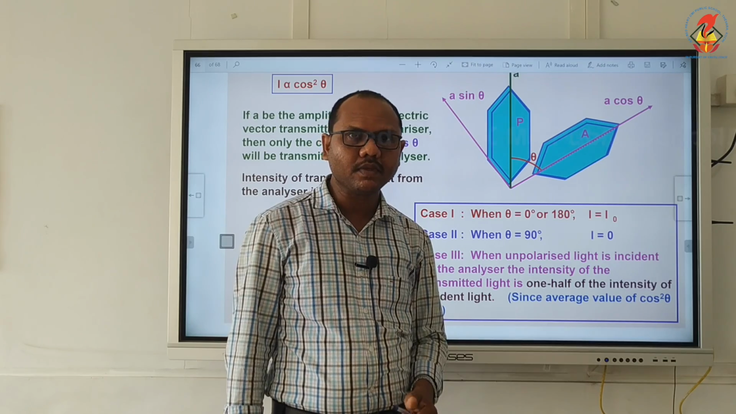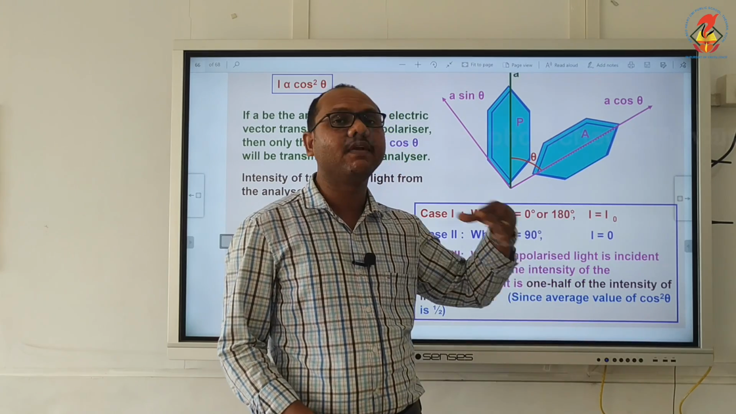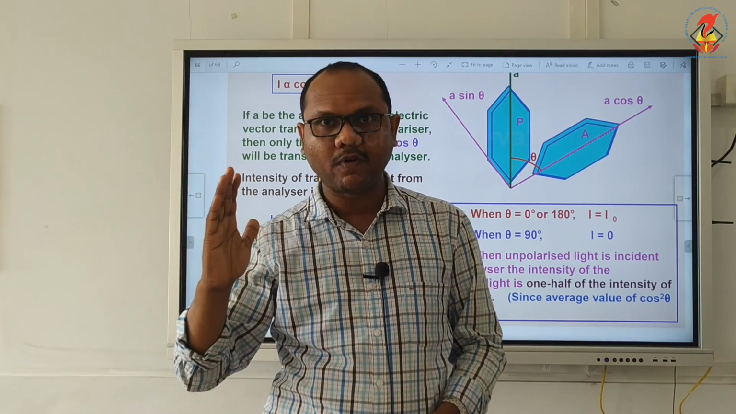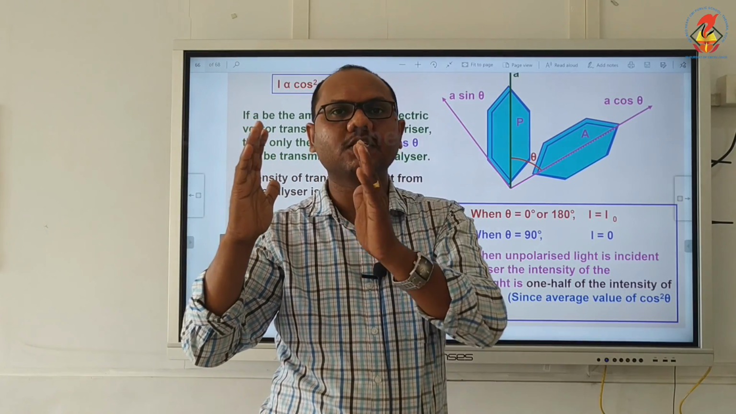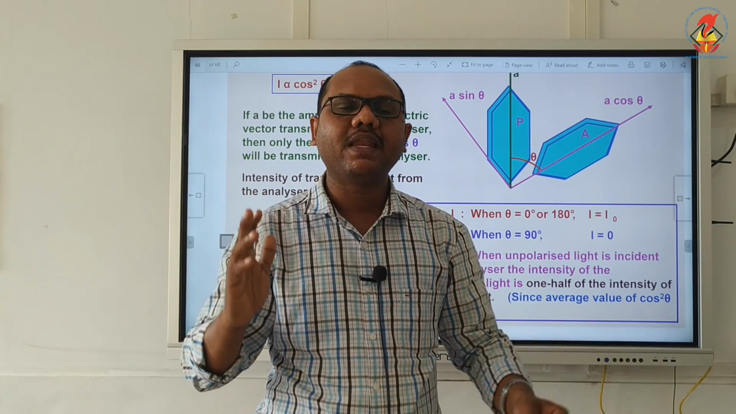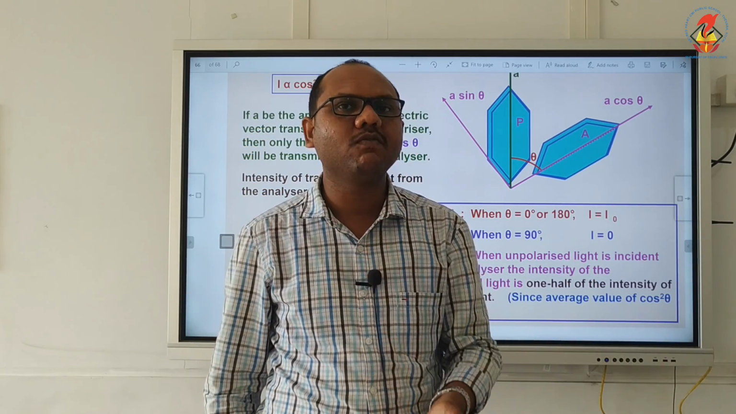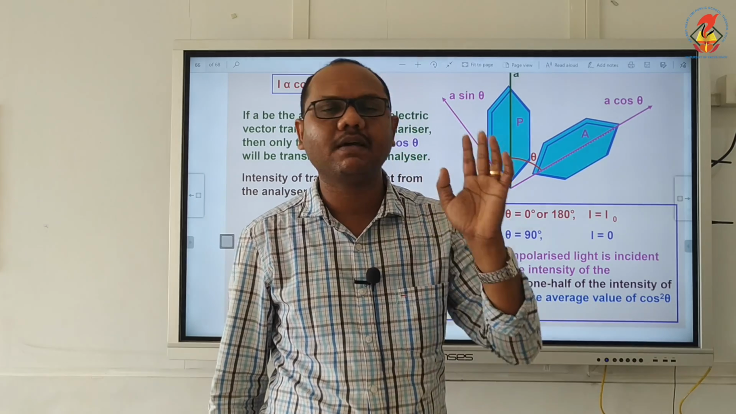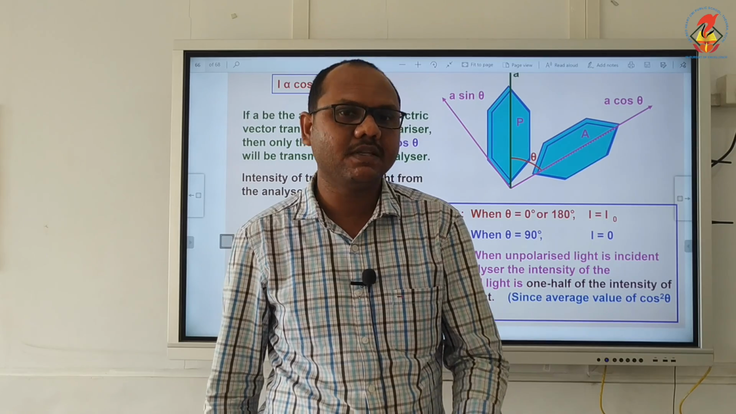Okay. So don't think it will come I0 always. I can take polarizer 1, polarizer 2, polarizer 3, like that. So when I take polarizer 1 and 2, the intensity between them is considered as I0. So always it won't be I0.